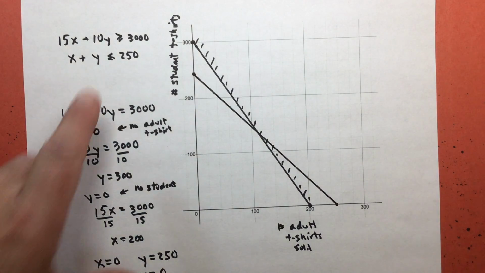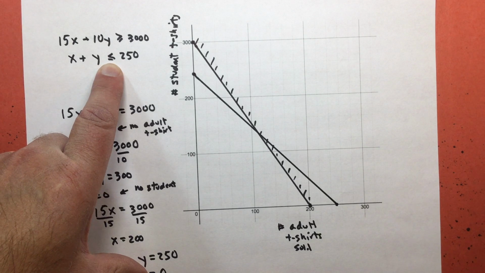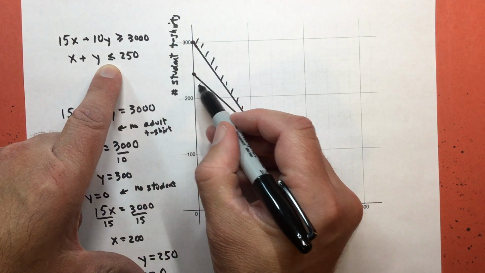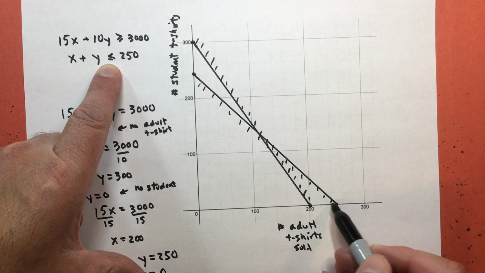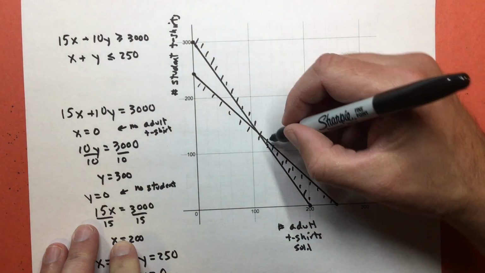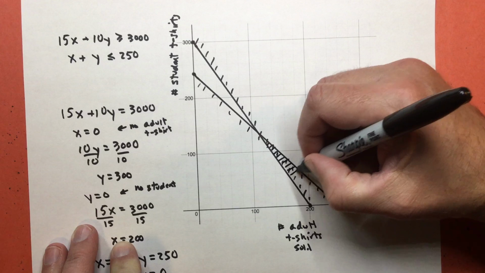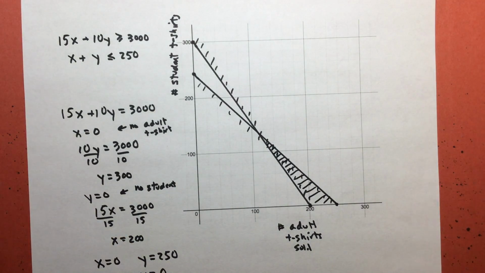And here's the idea. They cannot go over 250 because they only have 250 t-shirts. So I'm going to shade this below. And now you're going to notice that it's this area right here, this wedge, this triangle, that's going to represent how many t-shirts they could actually sell.